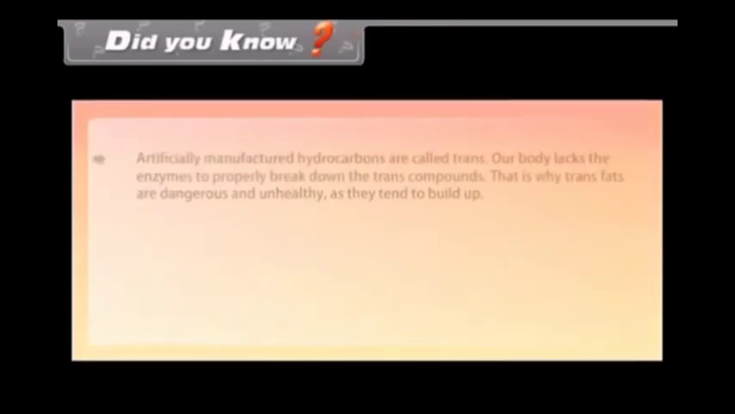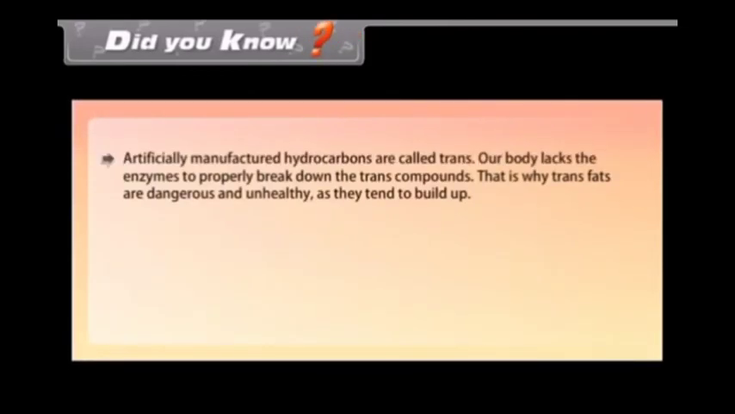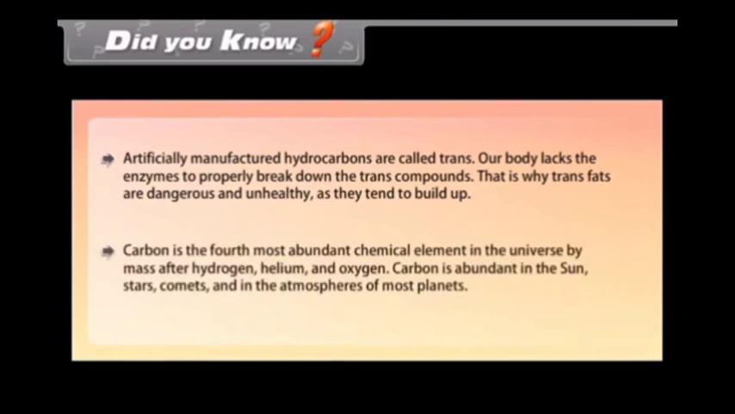Did you know? Artificially manufactured hydrocarbons are called trans fats. Our body lacks the enzymes to properly break down the trans compounds. That is why trans fats are dangerous and unhealthy, as they tend to build up. Carbon is the fourth most abundant chemical element in the universe by mass after hydrogen, helium, and oxygen. Carbon is abundant in the sun, stars, comets, and in the atmospheres of most planets.